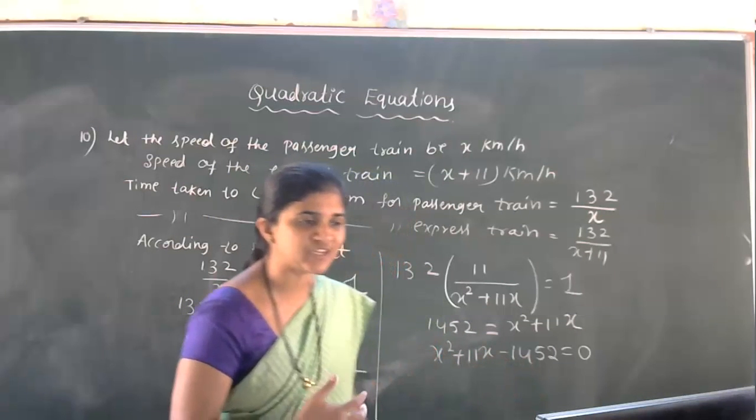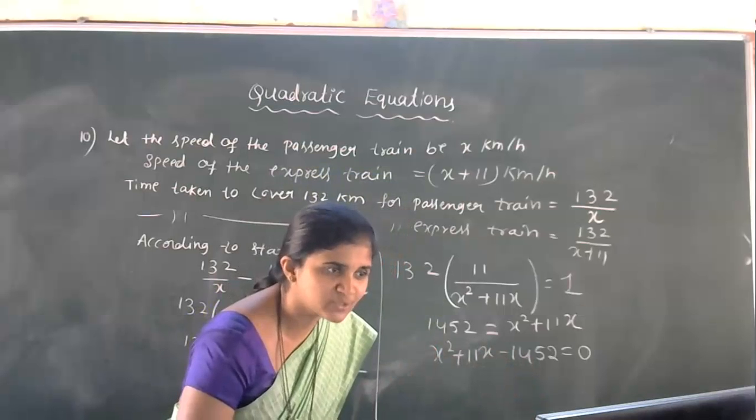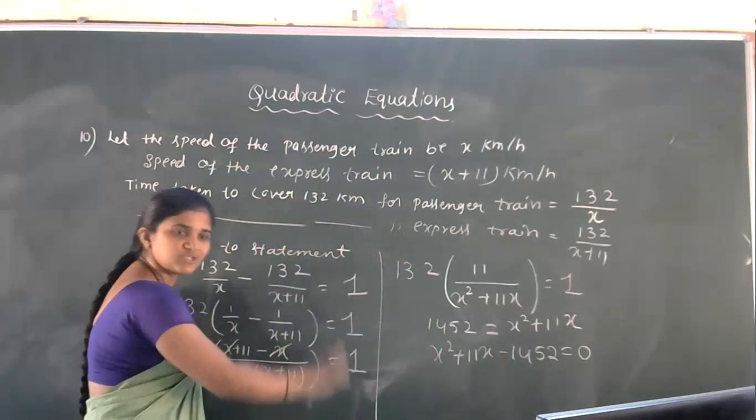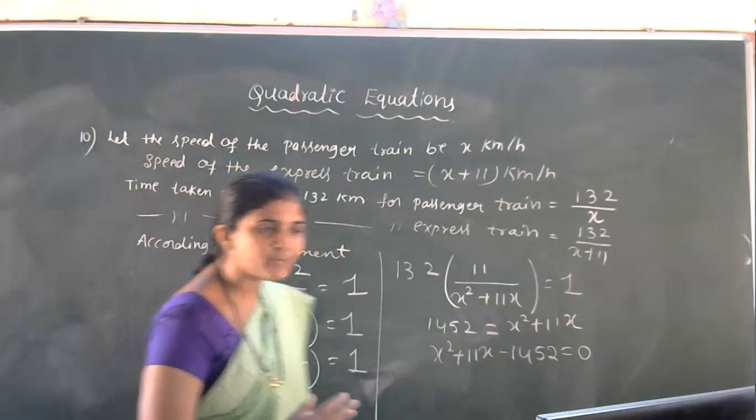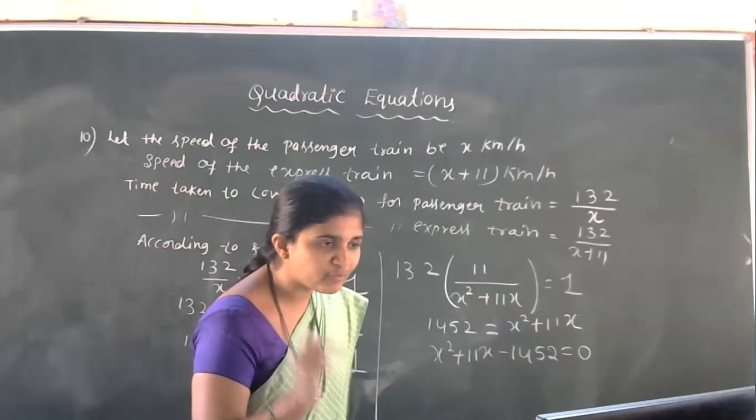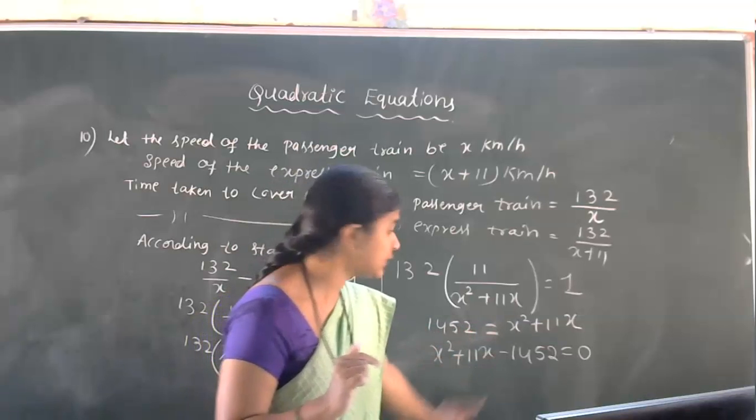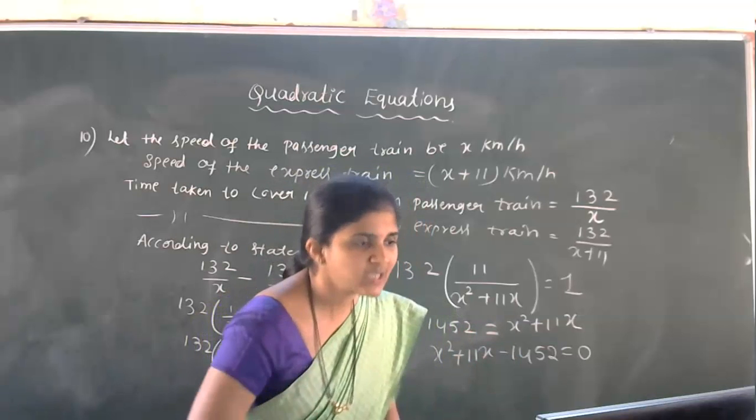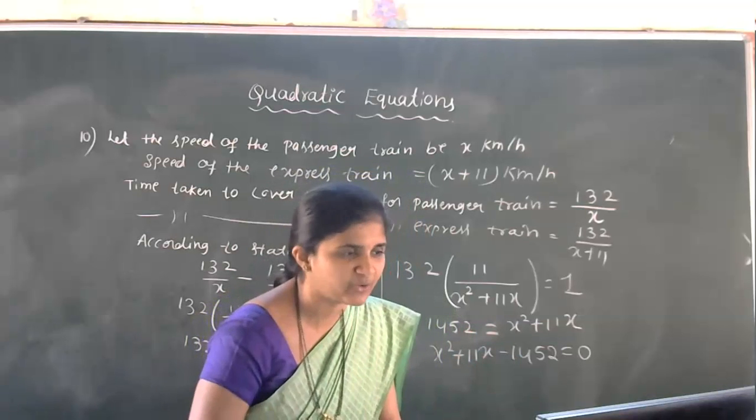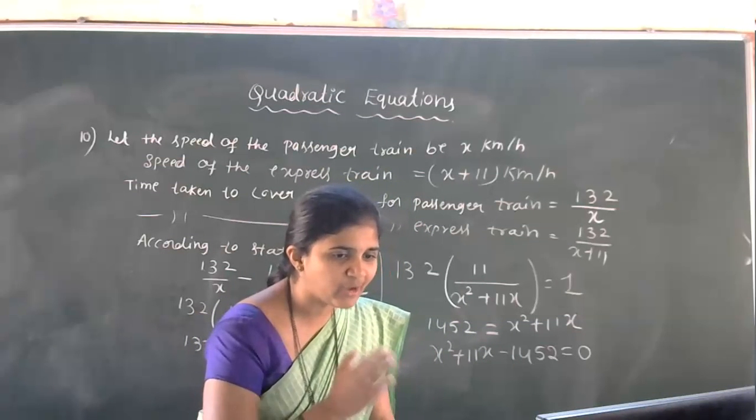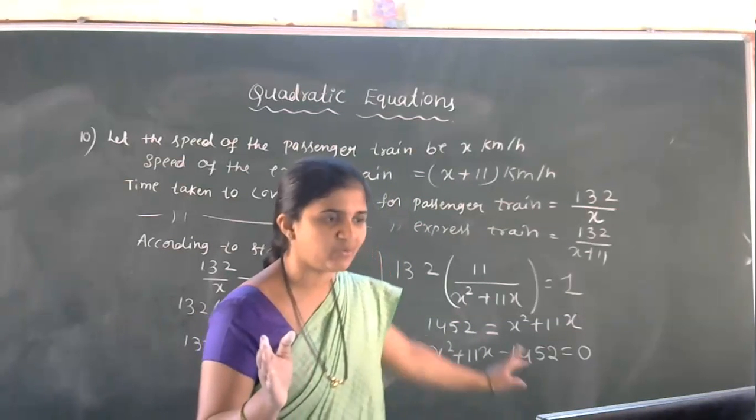This is the equation. Got the idea of this type of problem, students? One hour less type situation. Do you have any confusion regarding this now? x square plus 11x minus 1452 is equal to 0. Now, using the quadratic formula, you have to find out the roots. Next, you can continue, no? Using the quadratic formula, you have to find out the roots. Next, you have to continue.